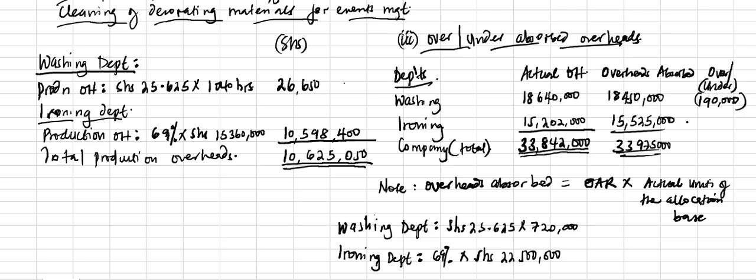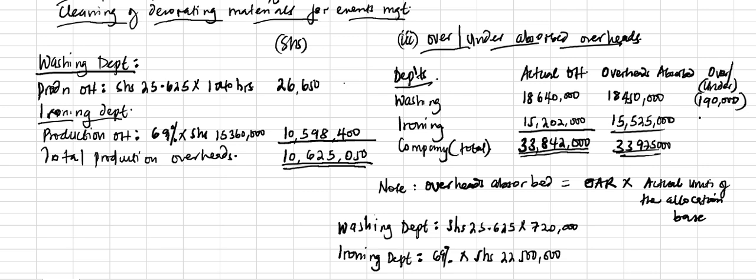Then ironing department, the actual is 202,000. Overheads absorbed is 15,525,000. In the ironing department, we have an over absorption of, how much is this? This is 323.